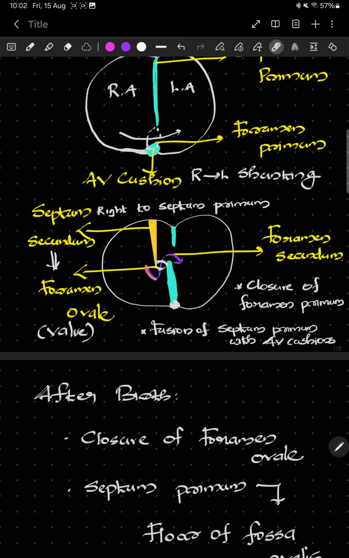So flow from the right atrium to the left atrium is facilitated through an opening here called foramen ovale. It acts as a valve to prevent the backflow of blood from the left atrium towards the right atrium. So there is closure of foramen primum, fusion of septum primum and the AV cushion, formation of foramen secundum, and formation of foramen ovale.